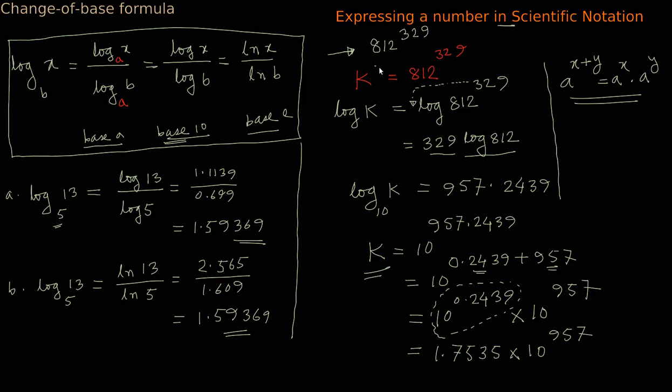So this is my k. And what is my k? My k is 812 power 329. So that is the final result. I am able to express a very large number in scientific notation. Okay, so that will be the end of this section.